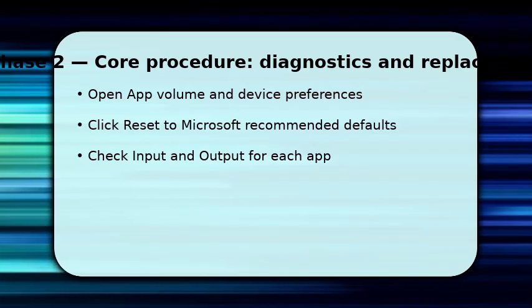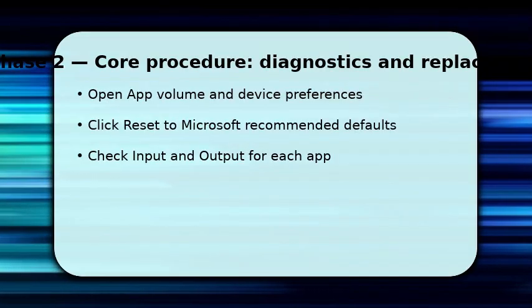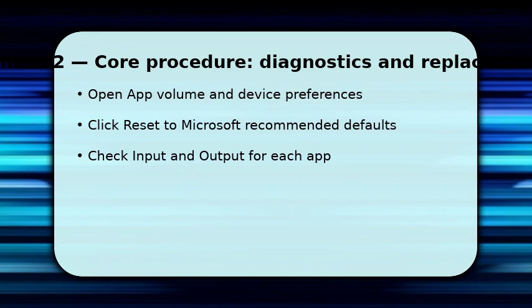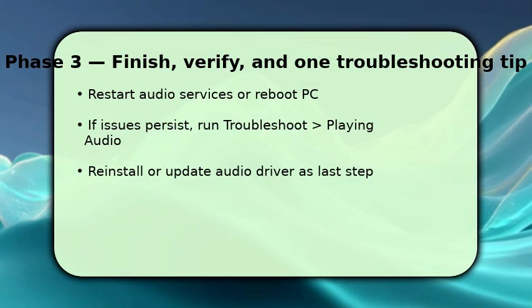Then, verify each app's output and input selections to ensure they point to the correct speakers or microphone. You do this so apps won't override the system default later. It prevents uneven volume, muted apps, or wrong device assignments. Finally, restart Windows Audio Services or simply reboot the PC to apply the restored default system-wide.